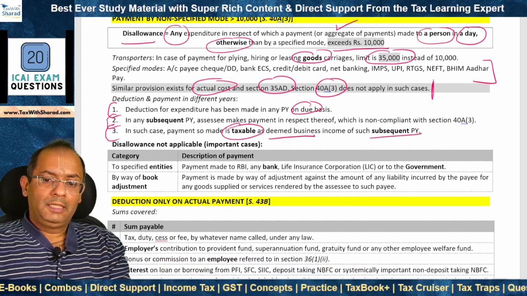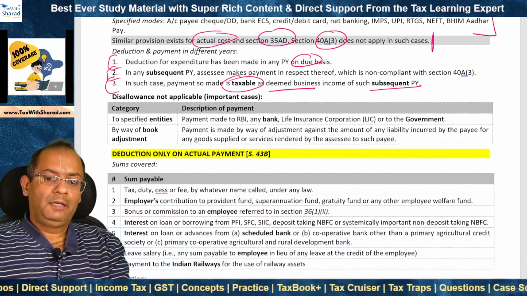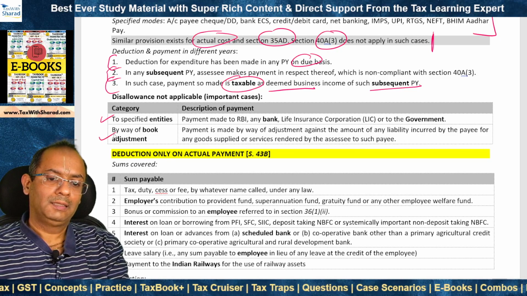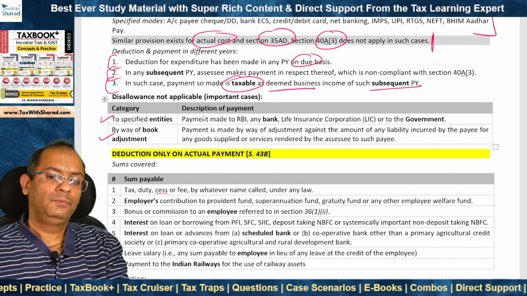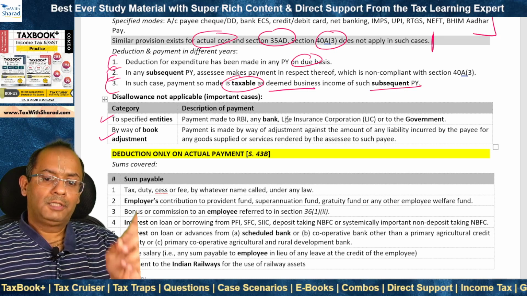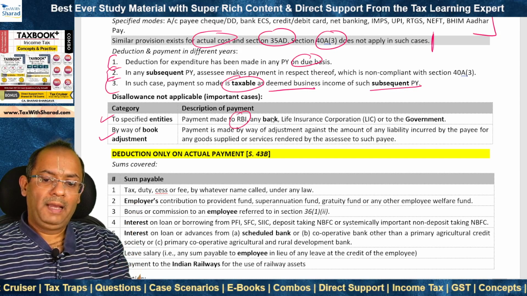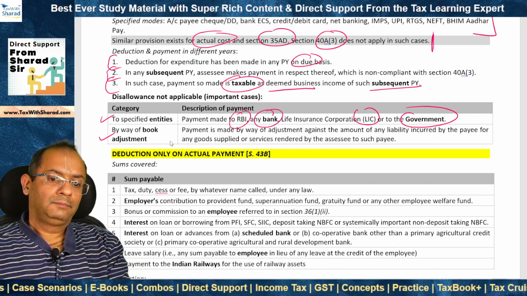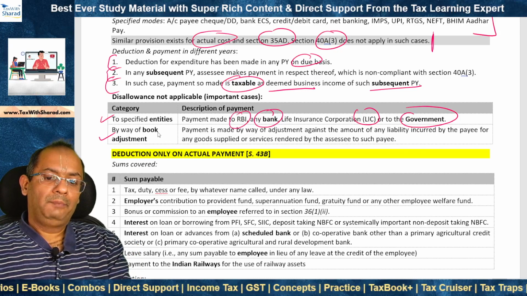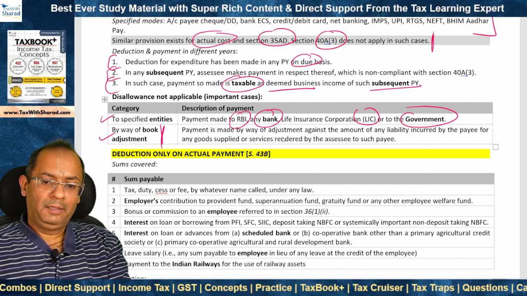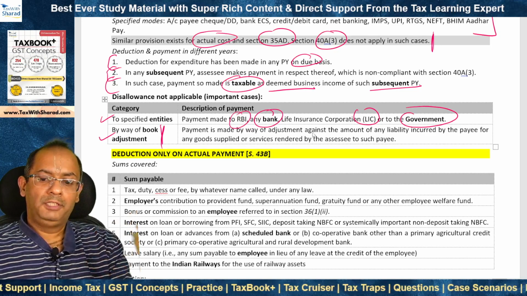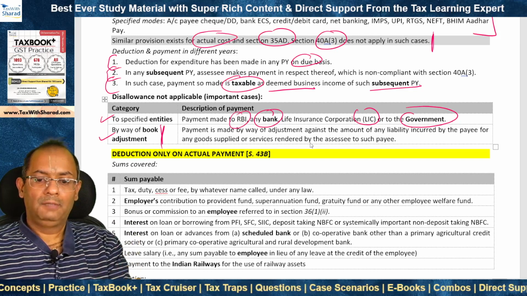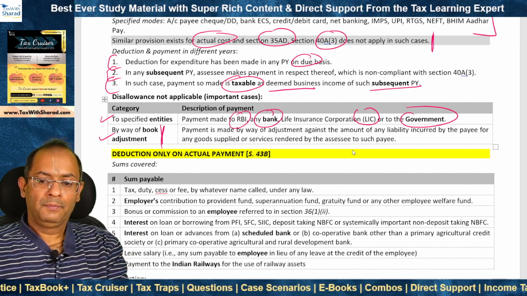There is a list in Rule 6DD which prescribes cases where disallowance is not applicable even if the payment is non-compliant. Two cases that we need to note from an exam point of view. Disallowance is not made where payment is made to Reserve Bank or any bank or LIC or to the government. Disallowance is not made where payment is made by way of a book adjustment. That means by way of adjustment against the amount of any liability incurred by the payee for any goods supplied or services rendered by the assessee to such payee.